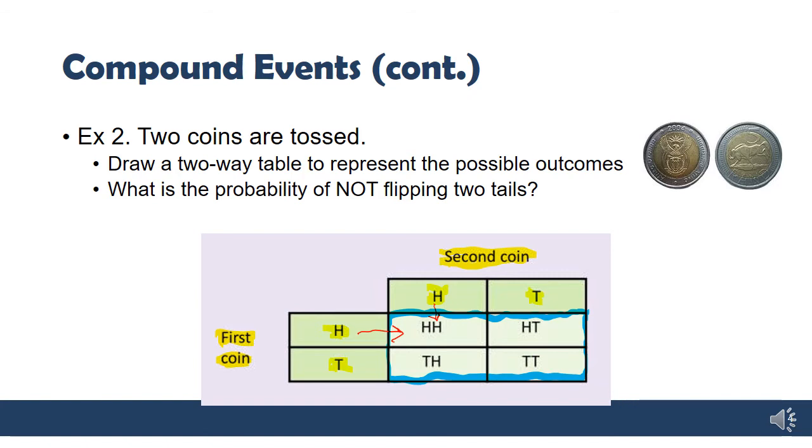And I can use these to answer the question, what is the probability of not flipping two tails? So let's count our outcomes. So I want everything that's not two tails. So I have 1, 2, 3 outcomes that are not two tails out of 4 possible outcomes. So I get 3 out of 4 as my probability.